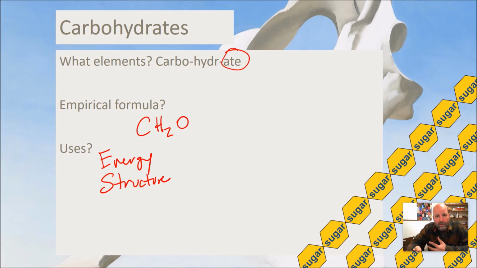So cell walls in plants, or we have a layer called a glycocalyx, a bunch of chains of sugars that are outside of most of our cells that are mostly for cell identification, but also provide some structure. Bacteria will have cell walls that are made of various carbohydrates. The exoskeleton of all our arthropods, that's all chitin. The cell walls of funguses, those are chitin. Those are all carbohydrates. So lots of structural stuff too, but primarily energy.